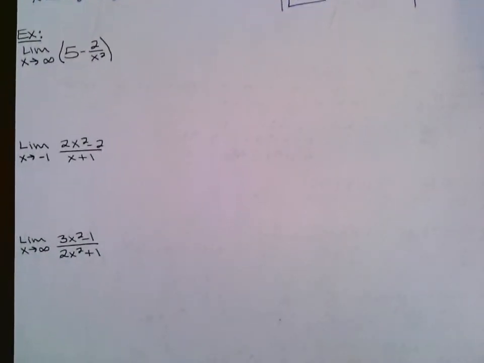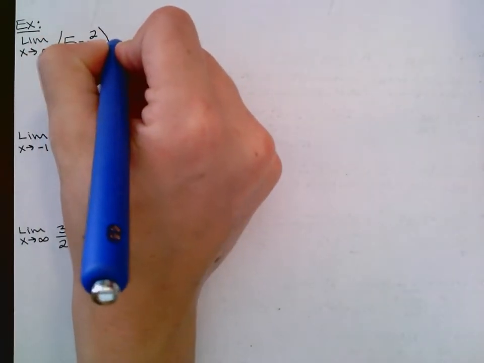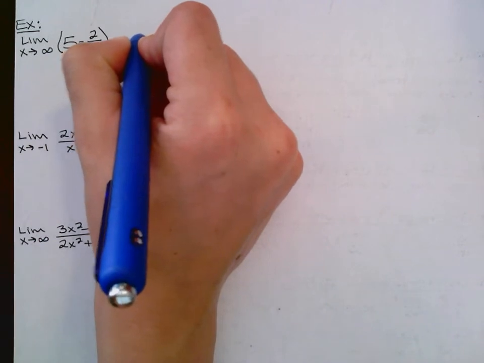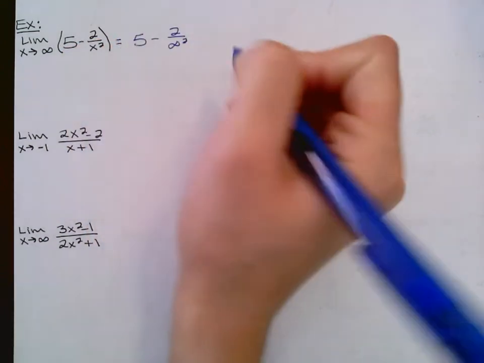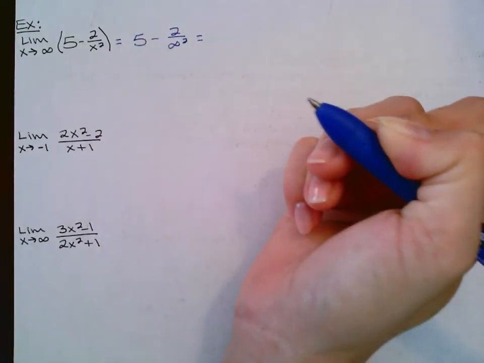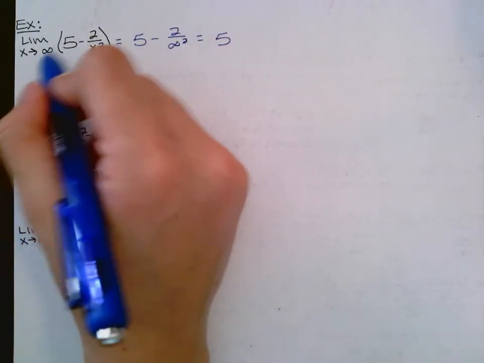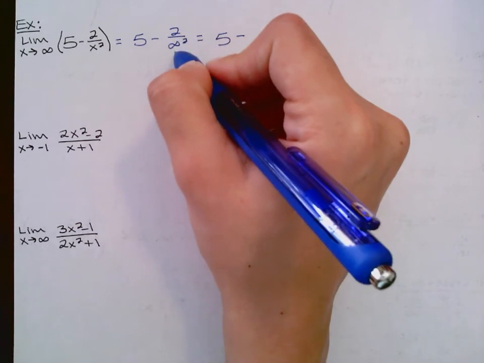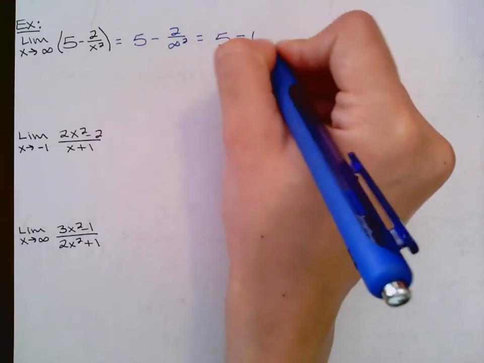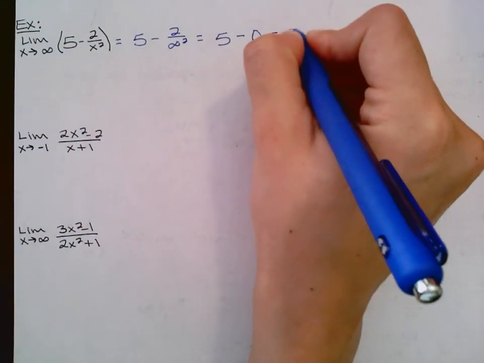Okay, the first one, remember my first step in any limit question is to plug in that limit. So I can say 5 minus 2 over infinity squared. Okay? That leaves me with 5, right? Because the limit of any constant is just a constant. Minus, if I have a fraction, a number over infinity, that just equals 0. That is bottom heavy. So my answer to this one is 5 minus 0, which is 5.